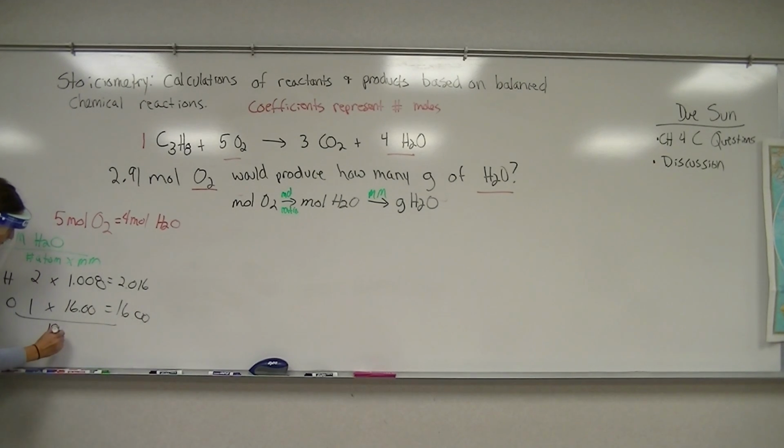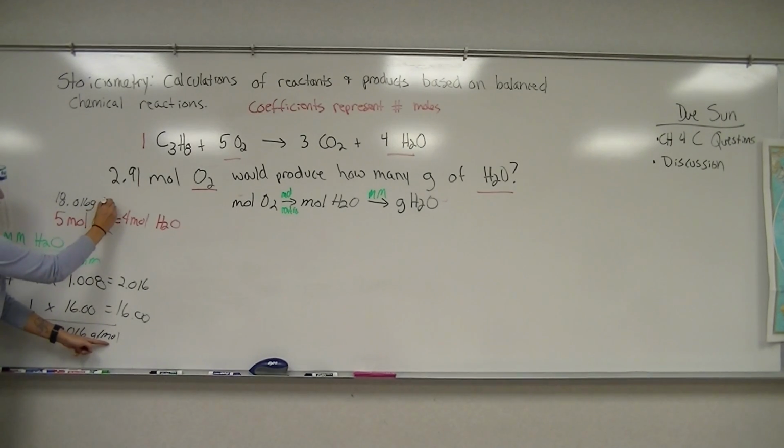18.016. Oh, sorry, 18, I forgot the one. So the molar mass of water is 18.016 grams per mole. Now, just like when we did the dosage lab, whenever you see a slash, you can write this differently as a conversion factor. So that's what I'm going to do. I'm going to write it up here. I have 18.016 grams per 1 mole.